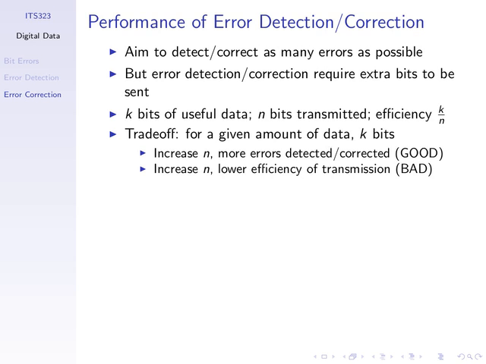With our example error correcting code, FEC, we had 2 bits of real data and we transmitted a 5-bit code word. That was the example we went through in the slides. Therefore, the efficiency is 2 out of 5. For every 5 bits we're sending, only 2 bits are equivalent to real data. So, to increase the efficiency, we need to increase k relative to n.